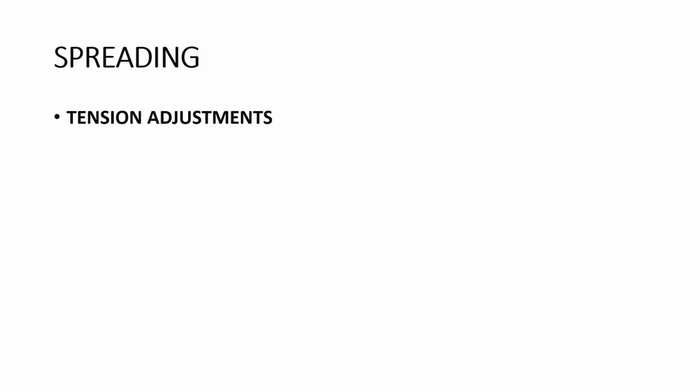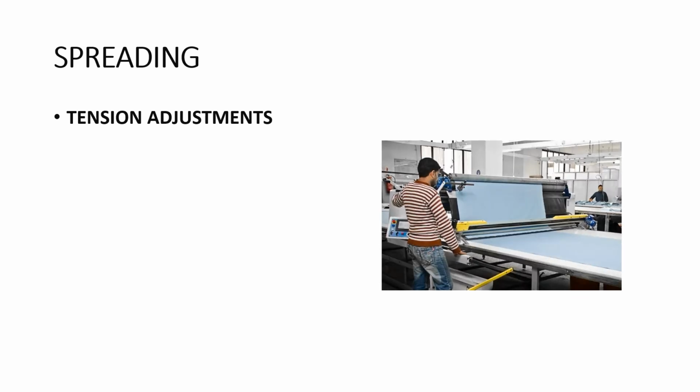Tension adjustments. So tension adjustment is very vital in the machines also, at which speed this laying operation is getting done in the spreading of the fabric. Next in the spreading operation is the direction of spread, very important here.